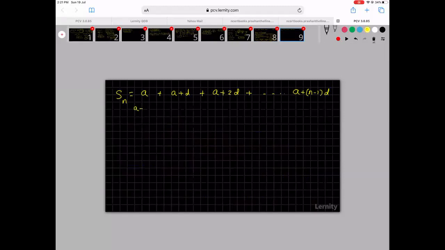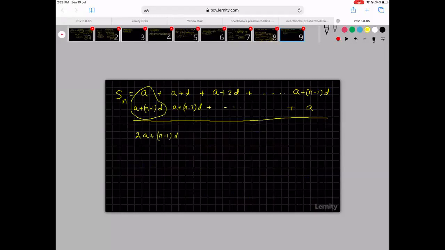So I will write the same thing in reverse order. A plus n minus 2 into d. I will write the same thing in reverse order, and when I add this, what will I get? I'll get 2a plus n minus 1d. If I add this, what will I get? I'll get the same 2a plus n minus 1d. If I add this, how much do I get? I get 2a plus n minus 1 into d.